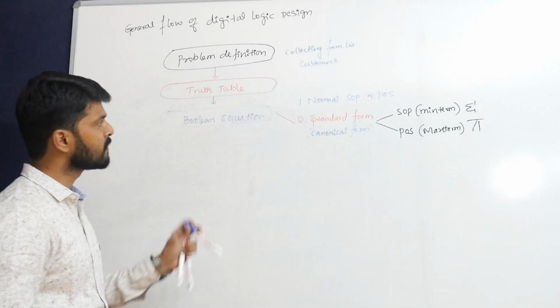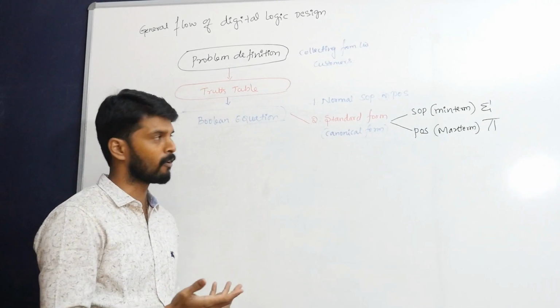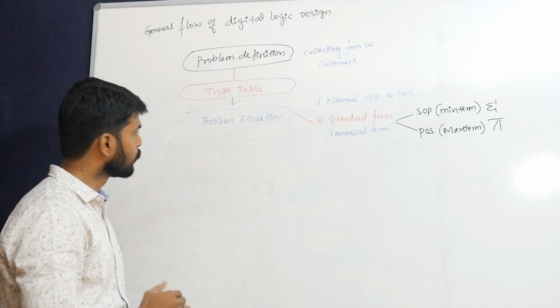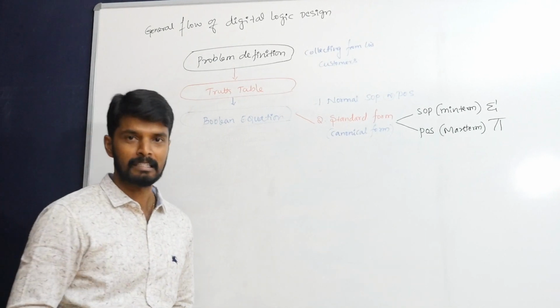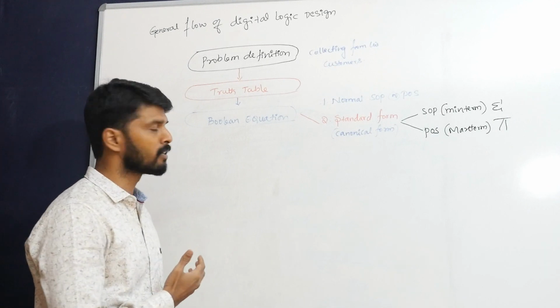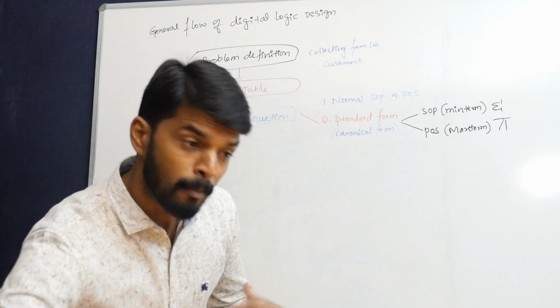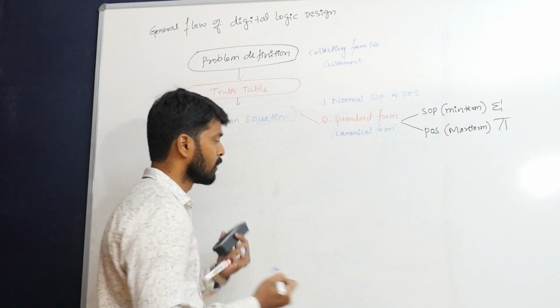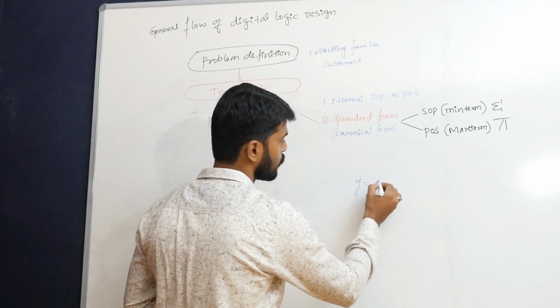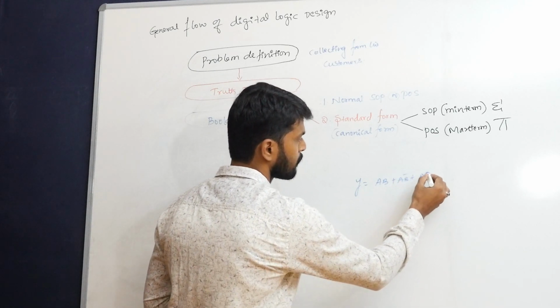Now, once we write any one of the forms, it may be a normal form or the standard form, then we need to do the Boolean equation synthesis. Why do we need to do the Boolean equation synthesis? Once I have written the Boolean equation, sometimes it may come in the form of, for example, y is equal to AB plus AB bar plus AB.